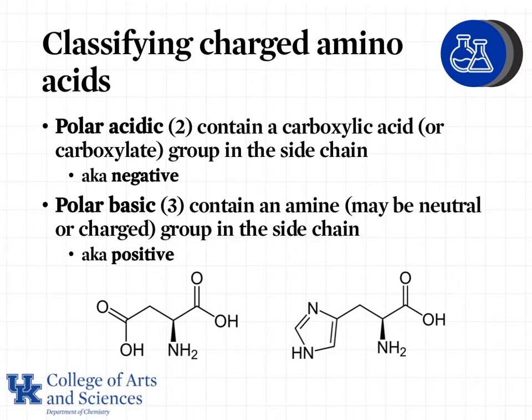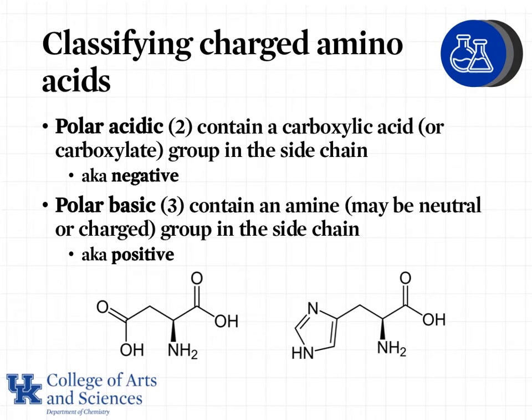Now let's look at what happens when we have acidic or basic amino acids. Because they're acidic or basic, they're also polar acidic or polar basic. So while we can shorten nonpolar to just that, if we say something is polar, we need to specify polar neutral, polar acidic, or polar basic. So polar acidic contains a carboxylic acid or the carboxylate ion in the side chain.